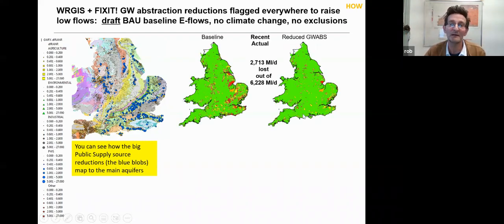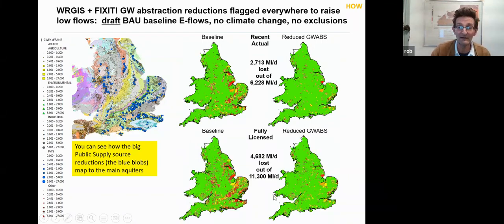But this is where these conclusions come from that, for example, in comparison with recent actual groundwater abstraction across the whole country, you'd probably have to lose over 2,700 megalitres a day to get to this. There remain some residual poorer colours on the map, which are to do largely with surface water abstraction impacts on river flows, etc. And if you do the same calculations for fully licensed, you find almost double that rate of reduction would be needed. So that's where those national framework numbers came from.